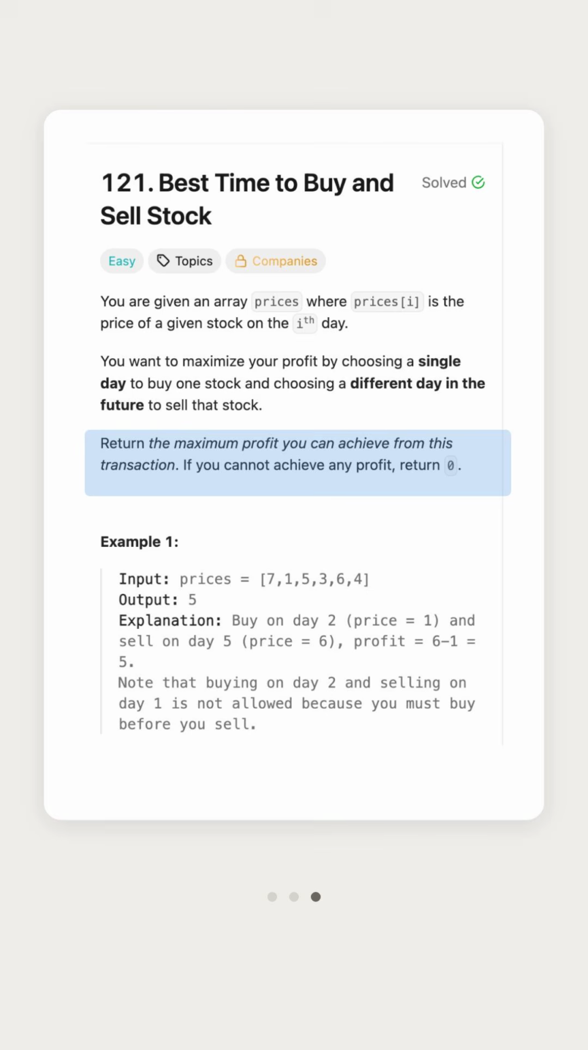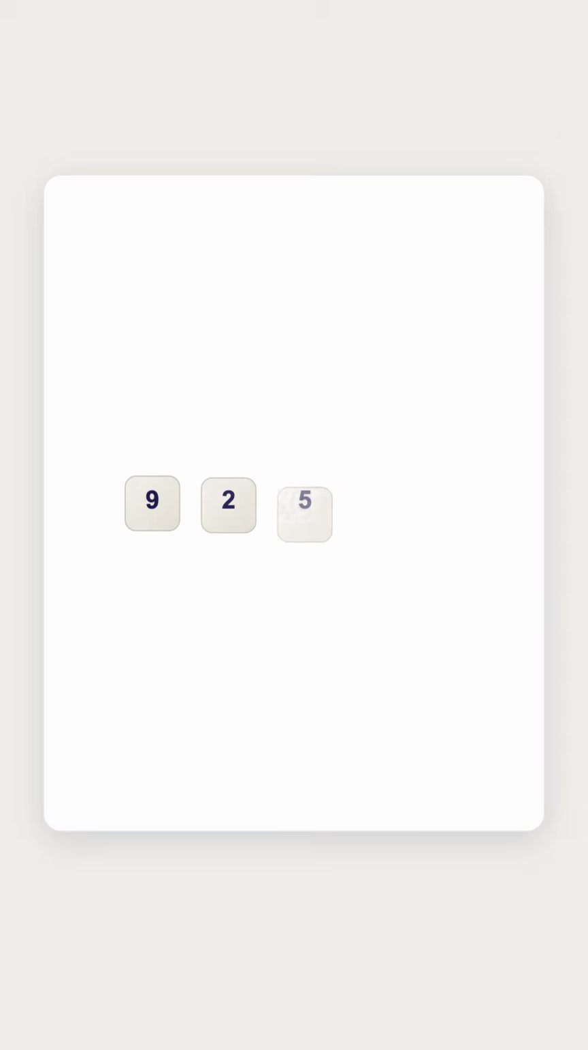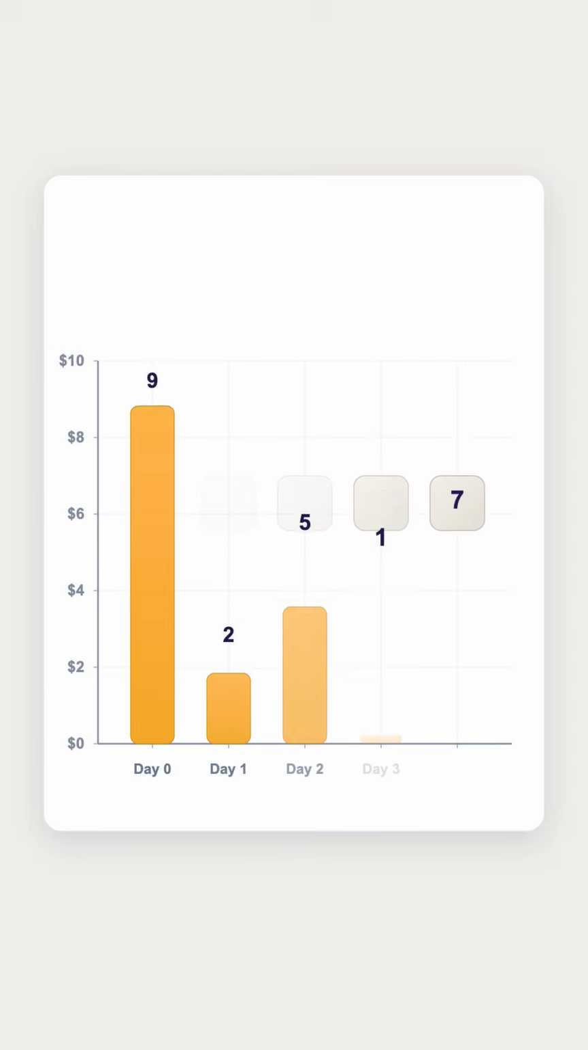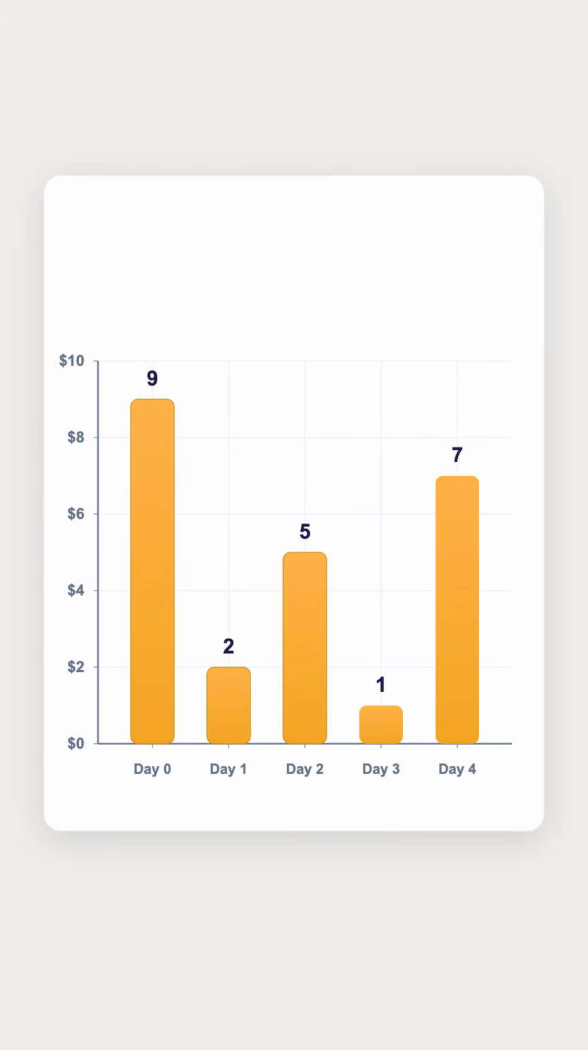Let's understand the question with some examples. These are our stock price points. Let's visualize them as a bar chart where the x-axis represents the days and the y-axis represents the corresponding stock prices. Our goal is to buy the stock on one day and sell it on a future day to maximize our profit. On day 1, let's say we buy the stock at $9.